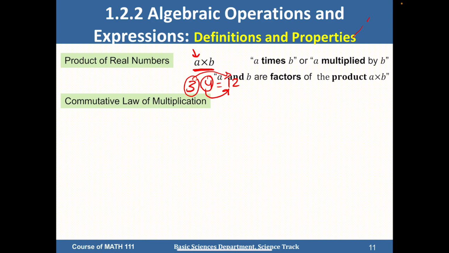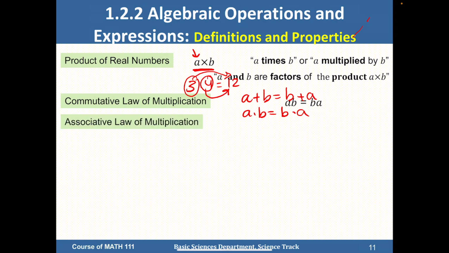The commutative law of multiplication: if you remember the commutative law of addition, a plus b equals b plus a. For multiplication, a times b equals b times a. So there is no problem if we switch between the numbers. We will have the same result. And the associative law of multiplication: a times b times c. If you multiply the first two together, then multiply the result with c, we'll have the same answer if we multiply b and c together, then multiply the result with a.